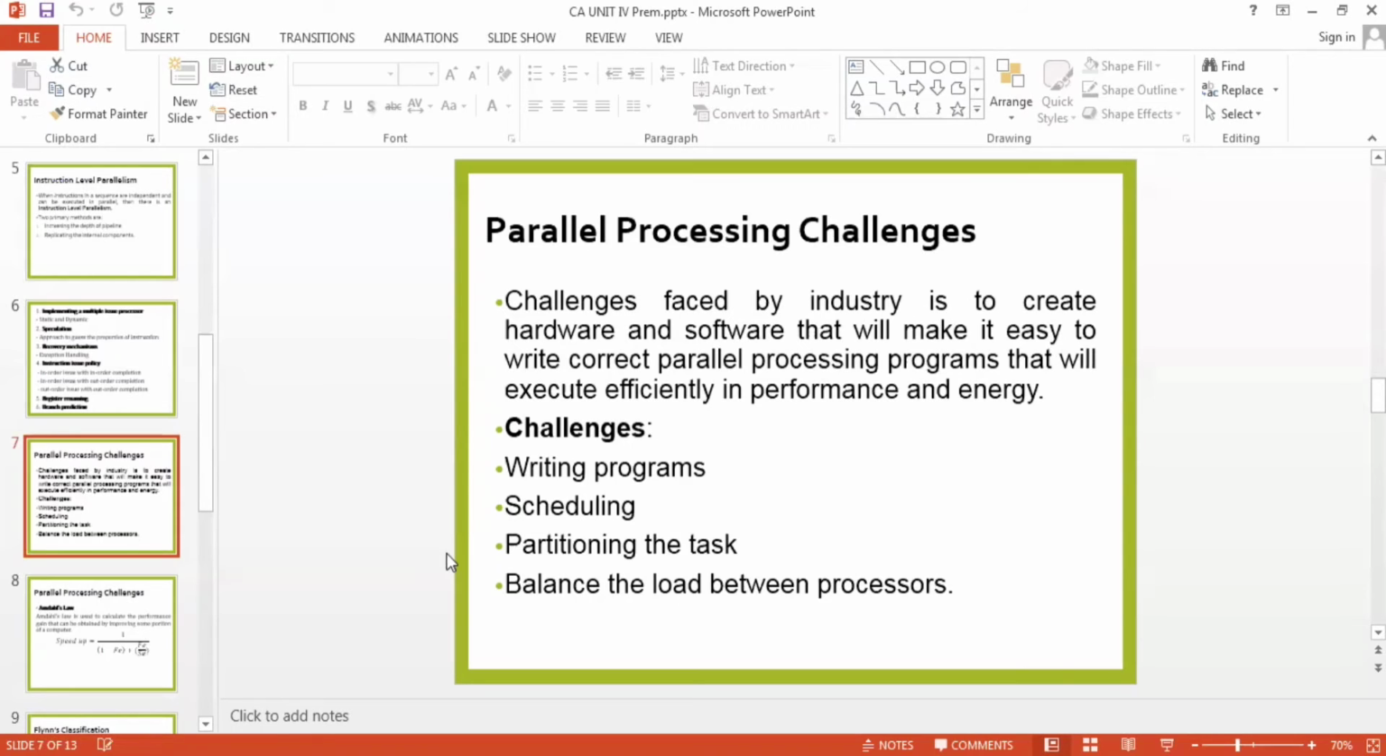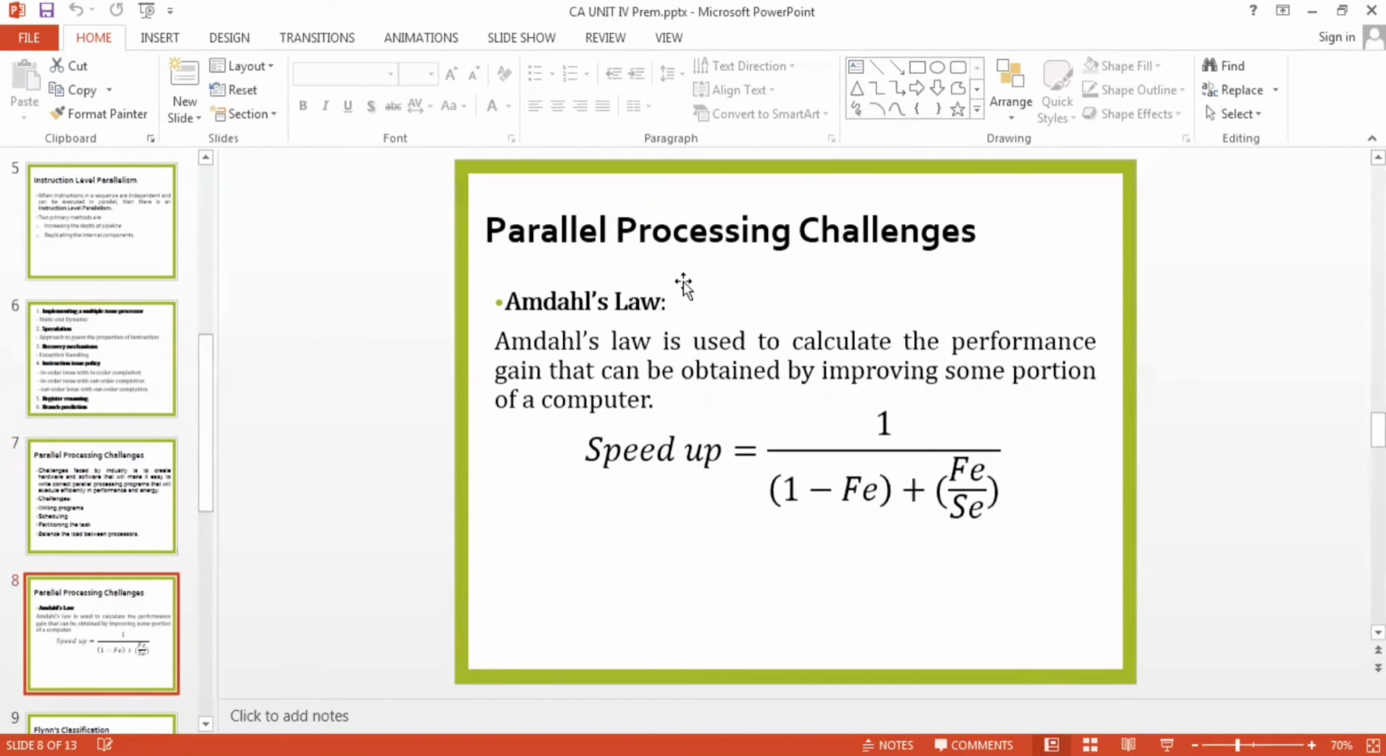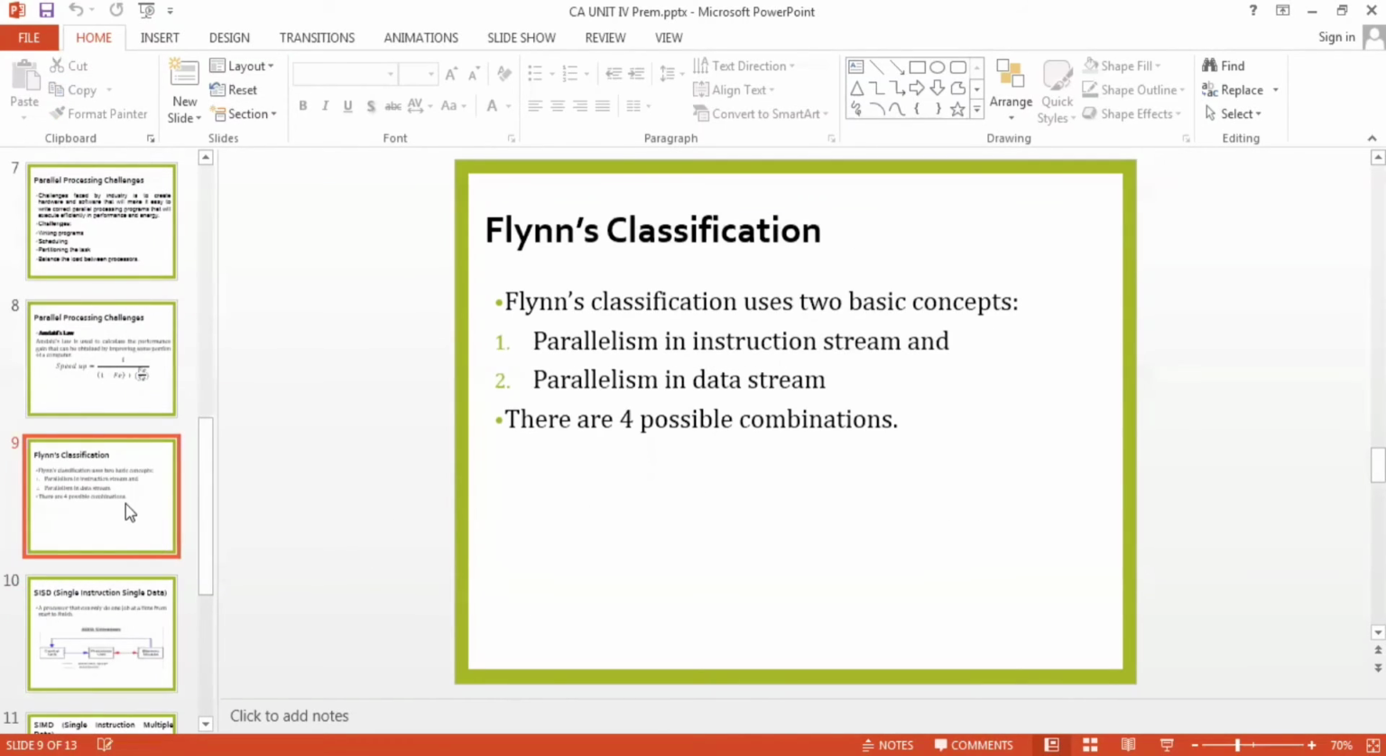And partitioning the task is also not easy. First of all, we allocate the task to the processor. Before allocating, we split the task. So partitioning is not an easy thing. How we can partition the task is not identified easily. And the next one, balancing the load between the processors is also one of the challenges for parallel processing. Amdahl's law will identify the performance gain by using parallel processing. This is the formula for identifying the parallel processing challenges.